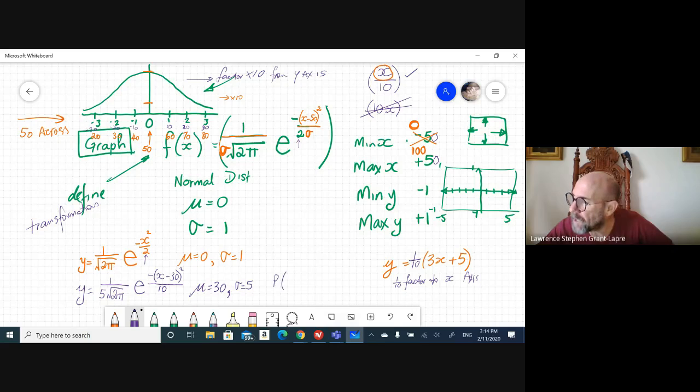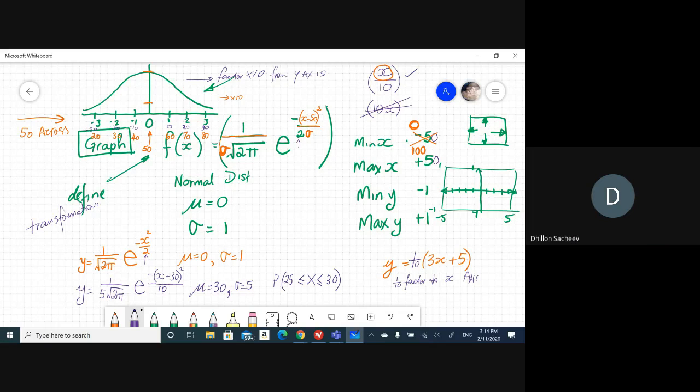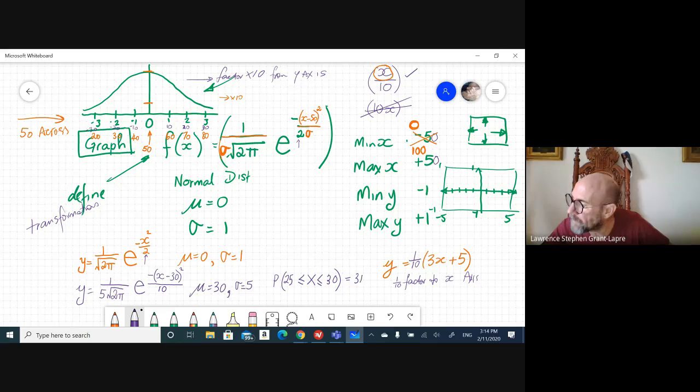Now, what if I ask this question? What's the probability of getting a score between 25 and 30? 34%. It is correct, 34%. Okay. Enough for one lesson. All right.